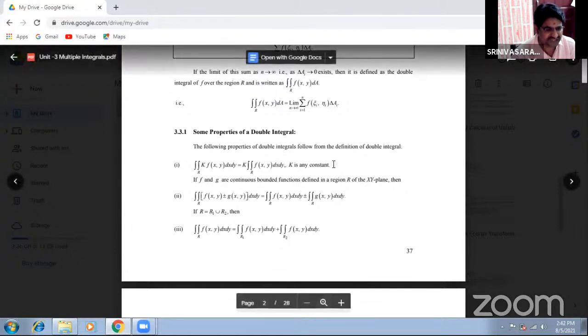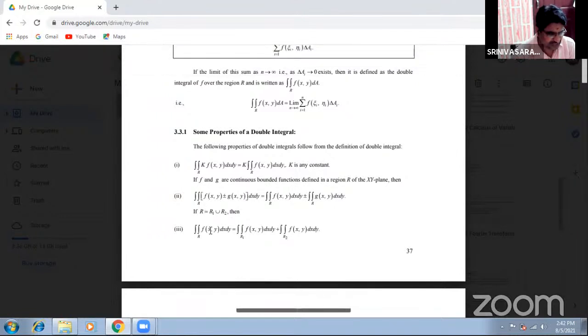There are two types of regions. One region is R1 and another region is R2. The union of the two regions is represented as R.